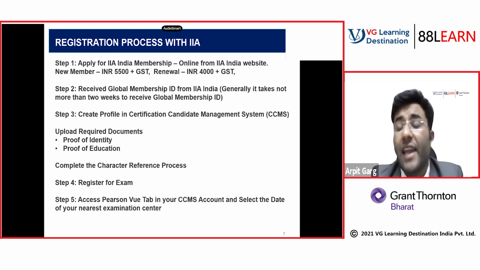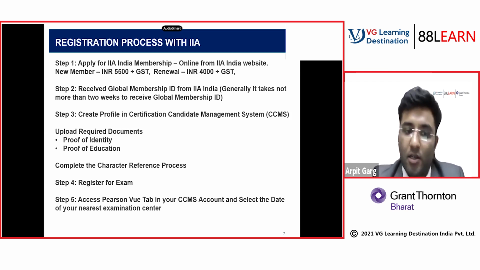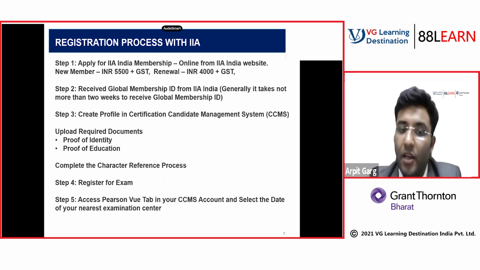Then you have to complete the character reference form. There will be a character reference form online, which needs to be signed by a qualified CIA, either your supervisor or your mentor. You can get it signed by any CIA, or get it certified by your immediate supervisor in the organization you are working with, or you can pass it on to us also. We can also complete and approve this character reference process for you.